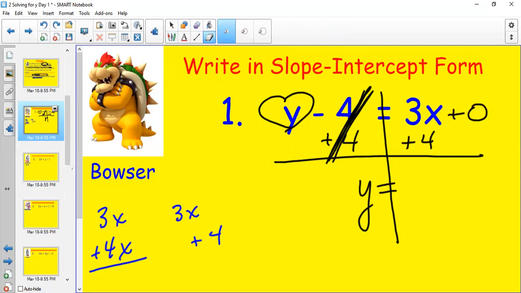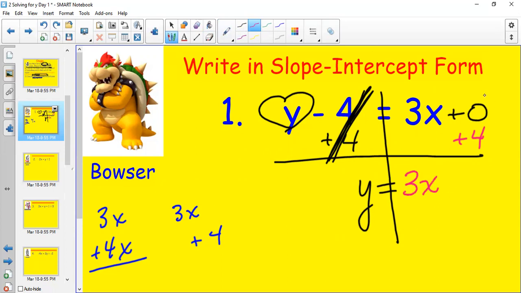So if it helps you make sense, I wouldn't combine the 4 with the 3x. I would combine the 4 with the 0 over here. So how many x's did I have? I had 3 x's still. How many constants did I have? I had 4 constants. And that is what it's going to look like.